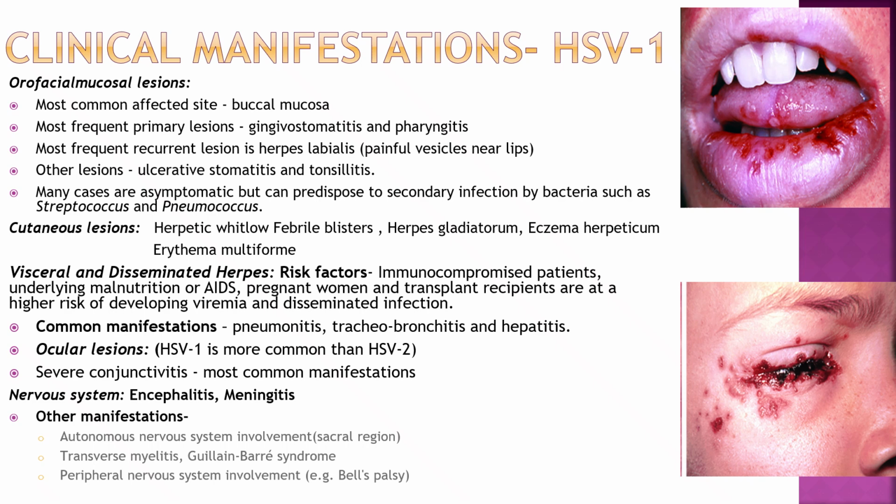Visceral and disseminated herpes. Risk factors: immunocompromised patients, underlying malnutrition or AIDS, pregnant women, and transplant recipients are at high risk of developing viremia and disseminated infection. Common manifestations: pneumonitis, tracheobronchitis, hepatitis. Ocular lesions: HSV1 is more common than HSV2. Severe conjunctivitis is the most common manifestation. Nervous system: encephalitis, meningitis. Other manifestations: autonomic nervous system involvement, sacral region, transverse myelitis, Guillain-Barré syndrome, and peripheral nervous system involvement, Bell's palsy.